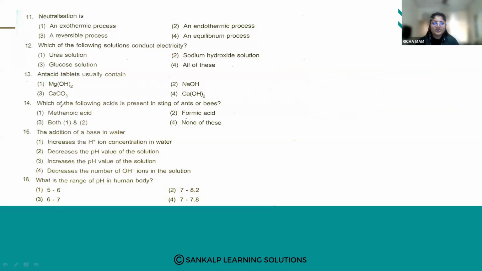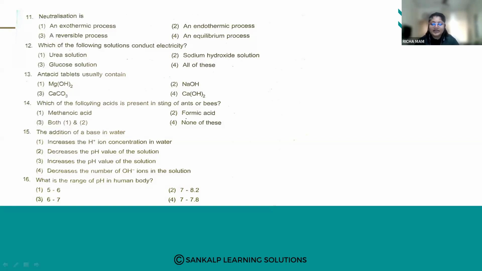Okay, let us go for the next one. Which one of the following acids is present in the stings of ants or bees? Methanoic acid, formic acid, both 1 and 2, or none of these.